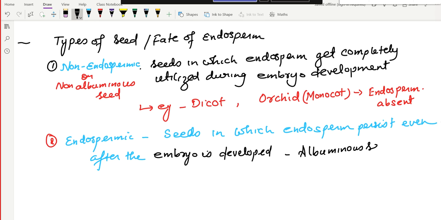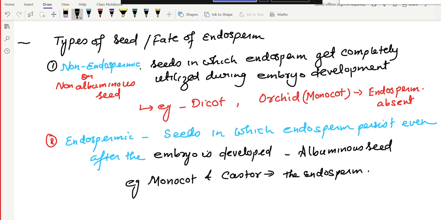इनको क्या बोलते हैं सर? Albuminous seed बोलते हैं. Example, obviously the monocots, but along with monocots, what do we see? We have castor. Okay, in there mostly what happened, the endosperm persists, and this endosperm is oily in nature, which we have just seen. So these are the fate of endosperm in case of different seeds.